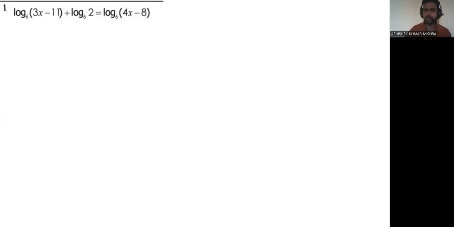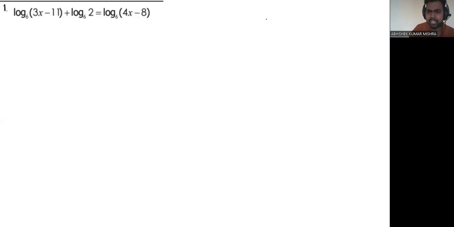Today we are going to learn to solve logarithmic equations. So here you can analyze the base is the same. Here the base is 6 in each log. Now you need to understand some of the properties of log.